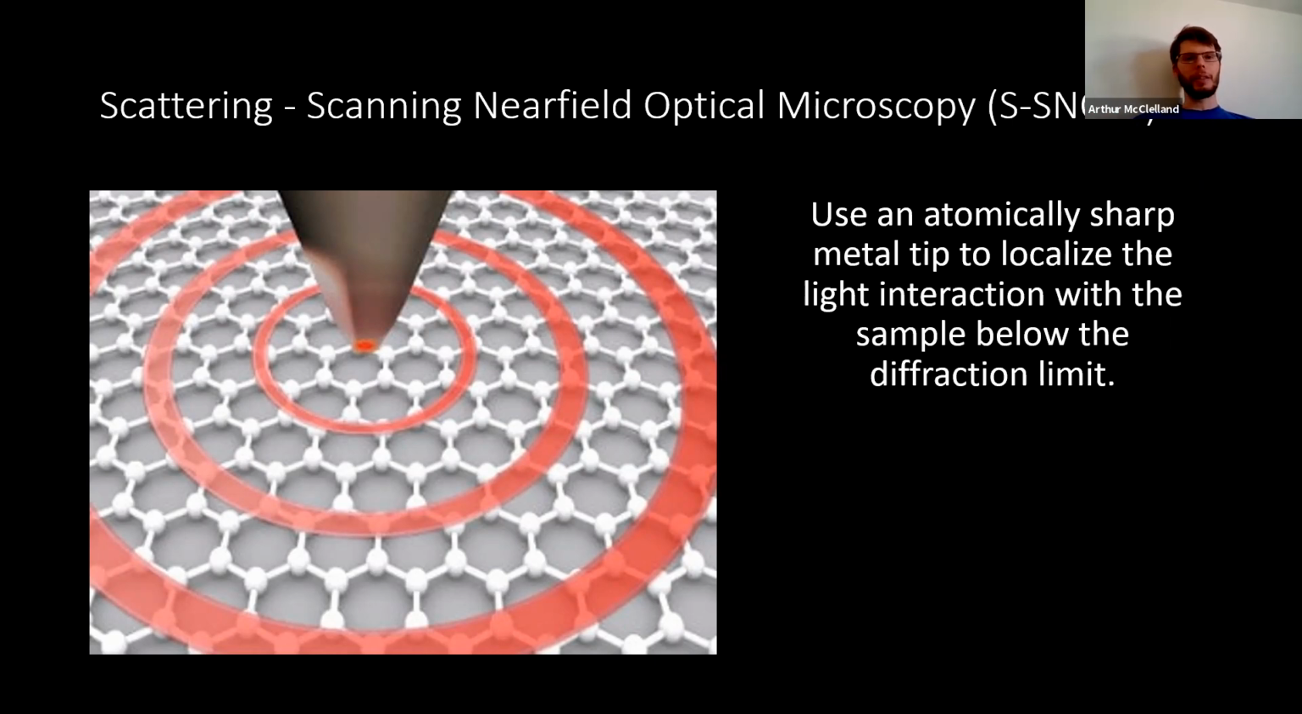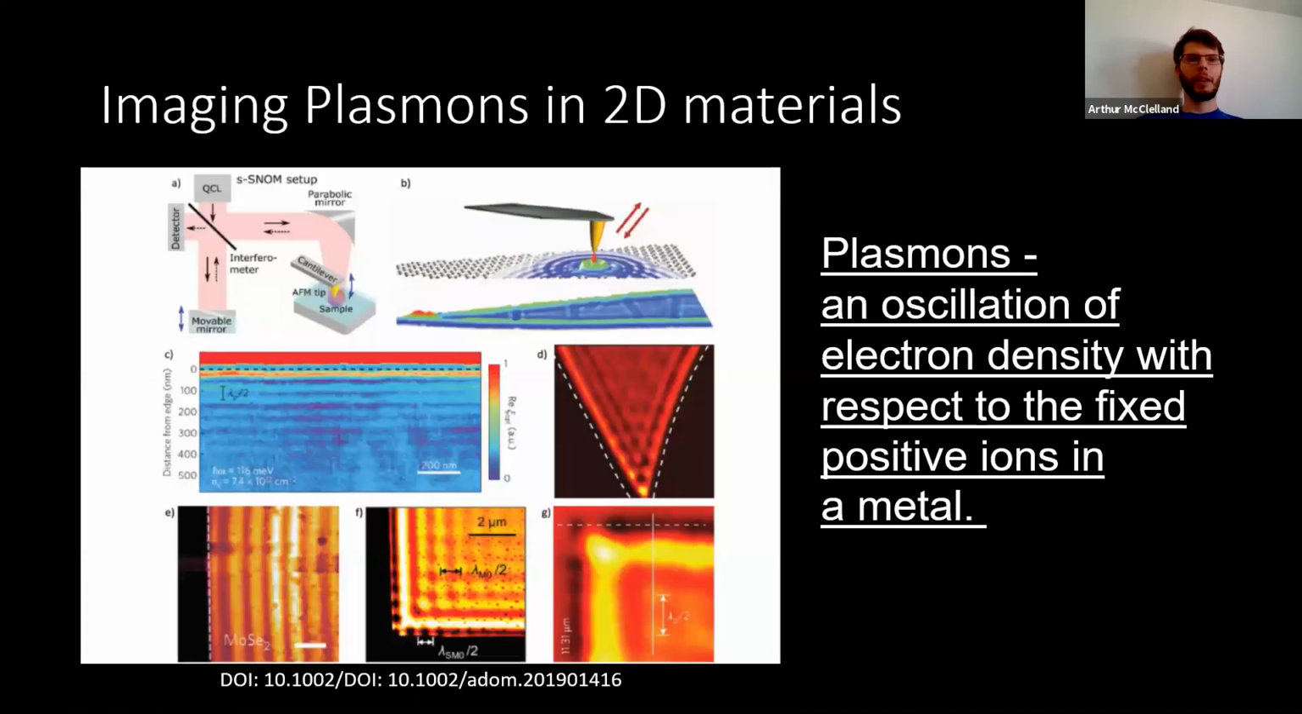But then you can actually get much more localized light-sample interactions by using this intermediate metal tip to moderate the interaction. So then you can see things like plasmons. Anything that ends with -on in physics is a particle. So a plasmon is an oscillation of the electron density in the sample with respect to the positive ions in your sample.